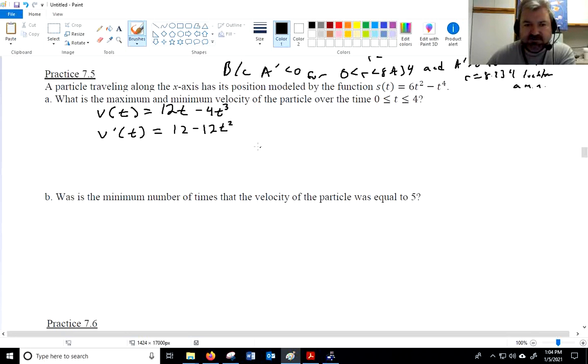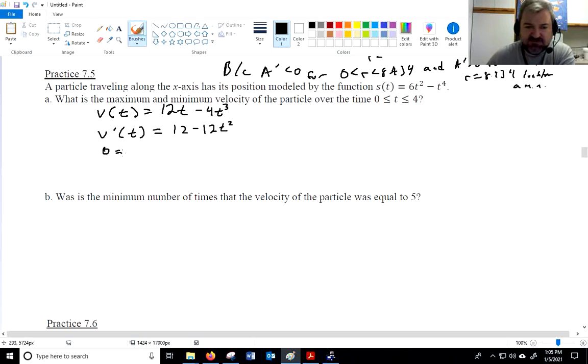Okay. So we know that velocity is clearly continuous and differentiable on the interval. Therefore, the extreme value theorem, actually it just needs to be continuous, guarantees that we must have a maximum and minimum. We can use the candidates test to find that.